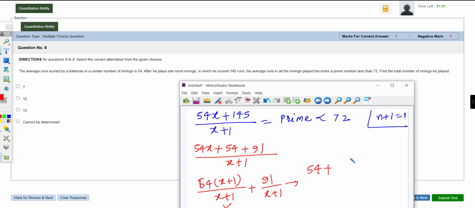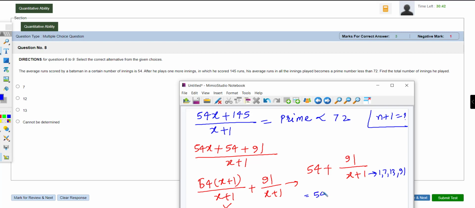54 plus 91 divided by x plus 1. Okay, so x plus 1 is supposed to be what? Tell me. x plus 1 is supposed to be a factor of 91. It can be 1, it can be 7, it can be 13, it can be 91. Okay, so for that, this addition has to be a prime number. So this addition becomes what?